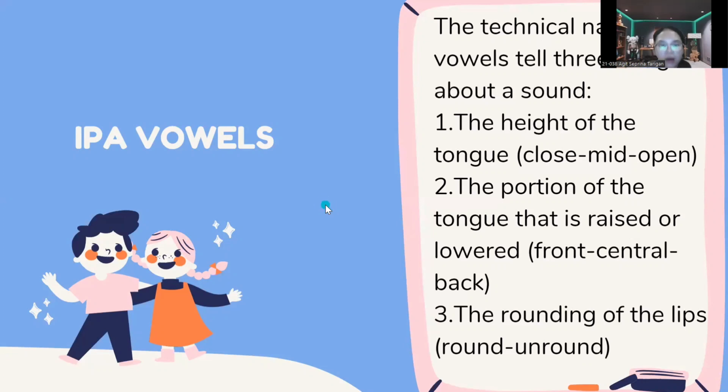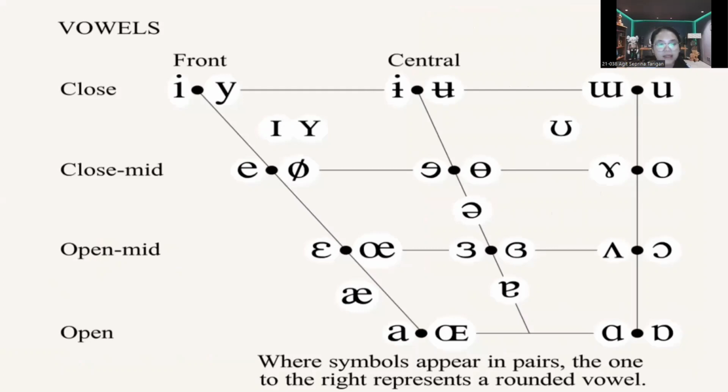Okay. We are here now in IPA vowels. The technical names of vowels tell three things about a sound: the height of the tongue, the portion of the tongue, and the rounding of the lips. So here is the chart of IPA vowels.